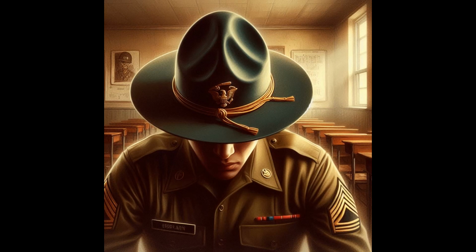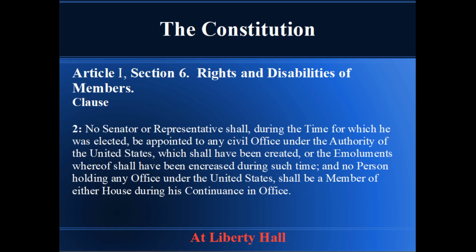1. Law determines the pay for senators and representatives, paid by the U.S. Treasury. They are protected from arrest during sessions and while traveling to and from, and cannot be questioned for their speeches or debates. Article 1, Section 6, Rights and Disabilities of Members.